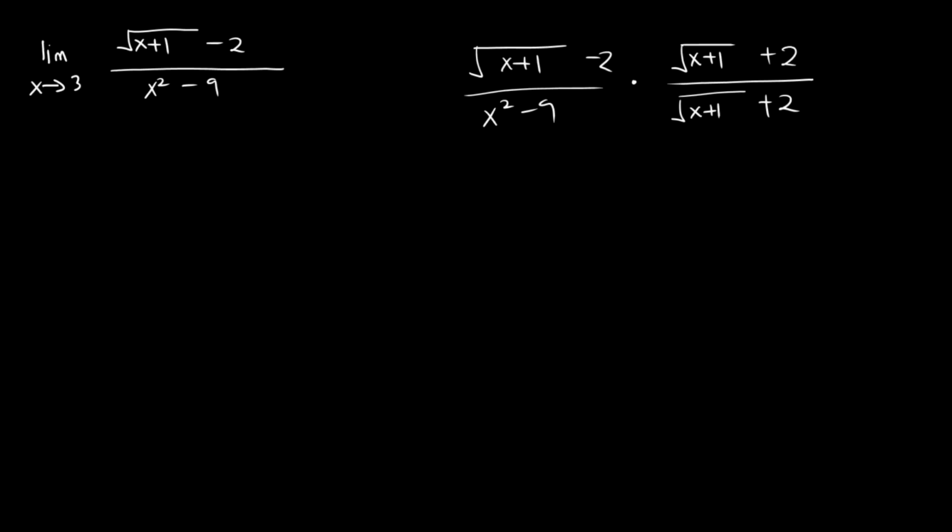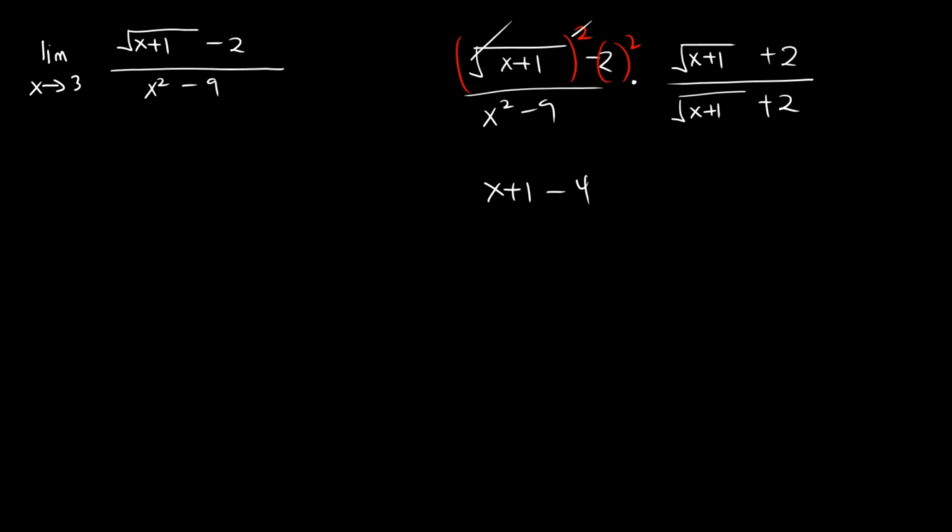So let's look at how I'm going to simplify this. As for the numerator, it's very easy. You can just do something like this and then square the terms in the numerator. After squaring, you're going to have x plus 1 minus 4. This square will take out the square root, and then 2 squared will give us what? 4.